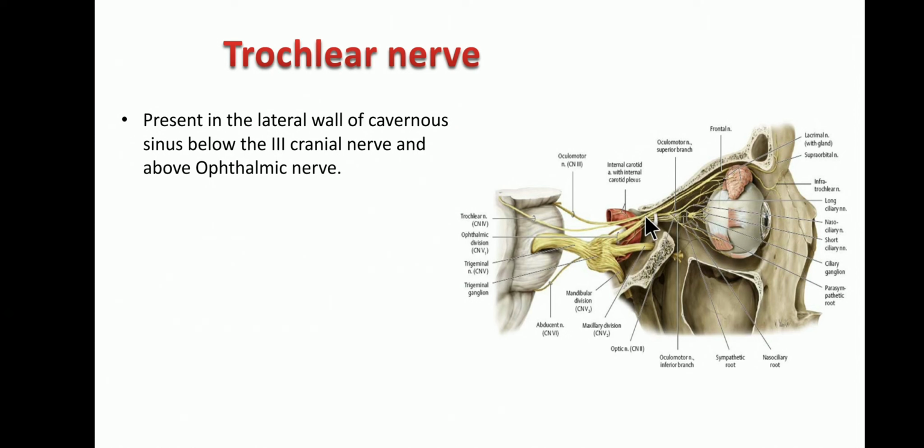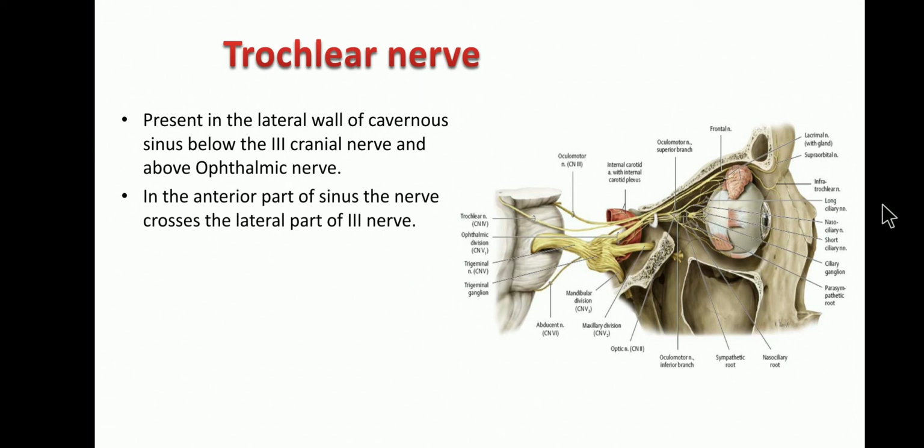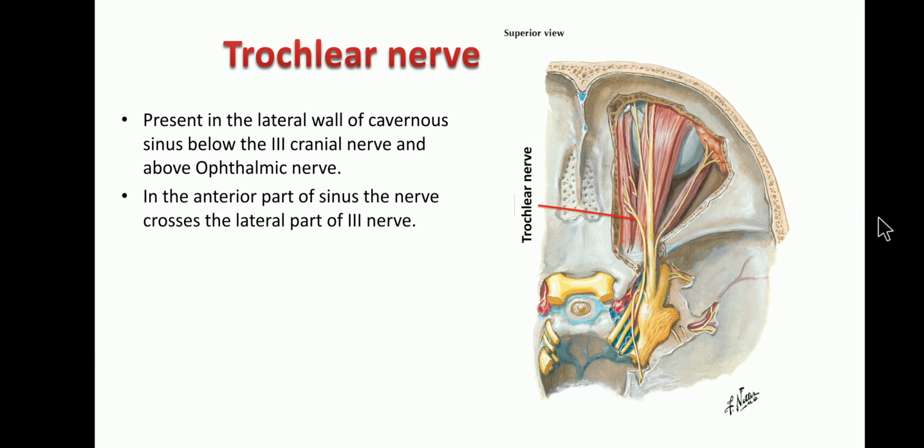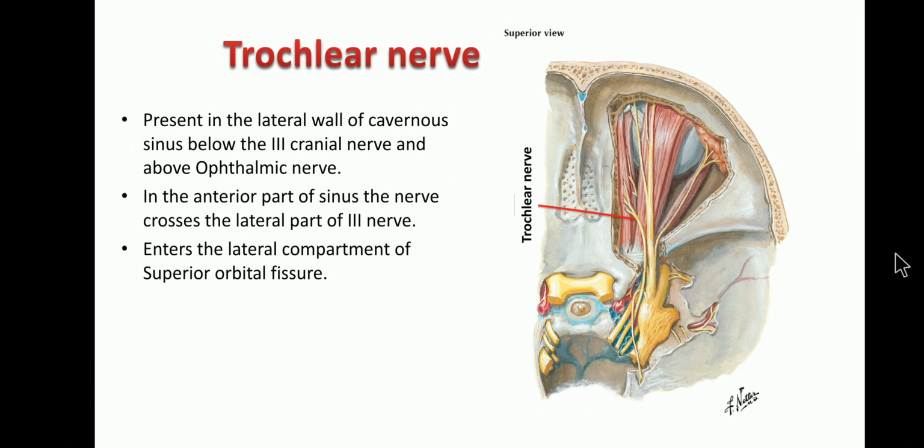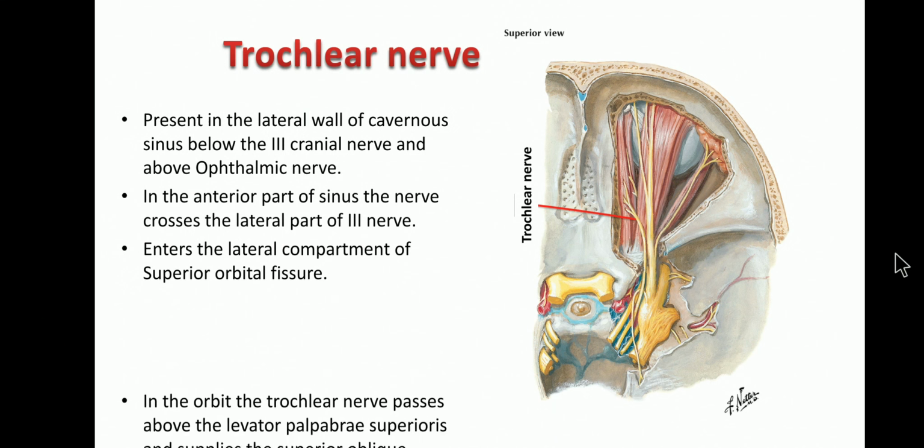At the anterior part of the lateral wall, this nerve crosses laterally the oculomotor nerve. Okay, so it crosses the lateral part of the oculomotor nerve because it has to enter into the lateral part of the superior orbital fissure. So it will enter the lateral part along with the lacrimal and frontal nerve. There you are able to see that is the trochlear nerve, which enters the superior orbital fissure, and then it supplies the superior oblique muscle on its surface.